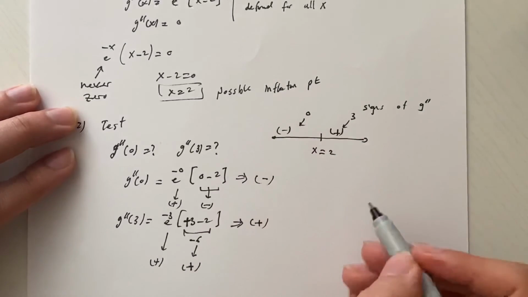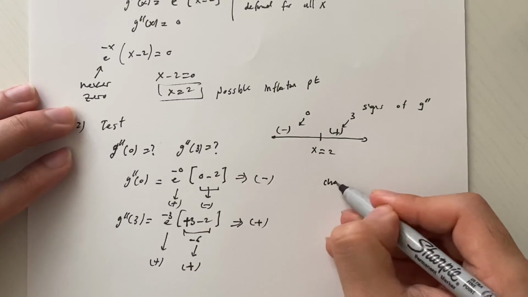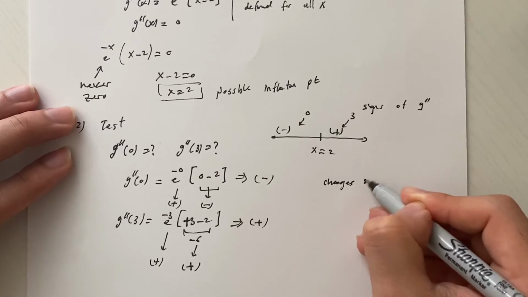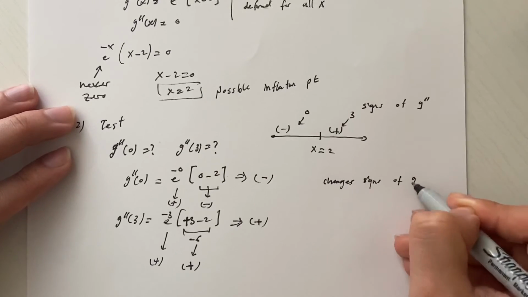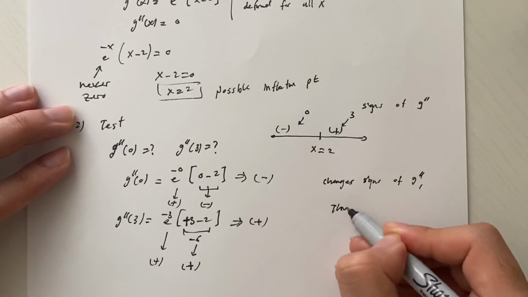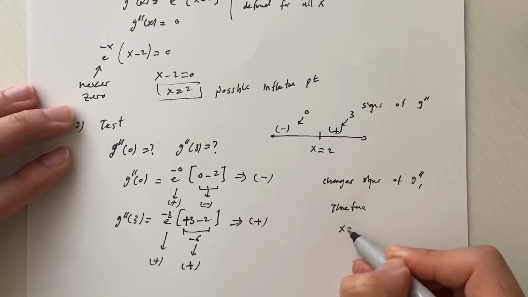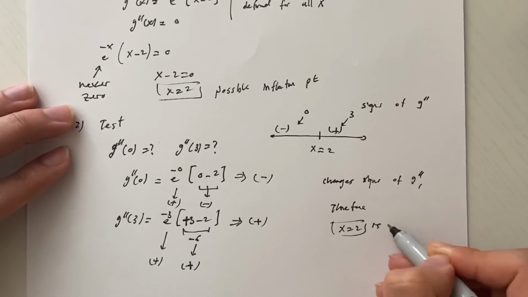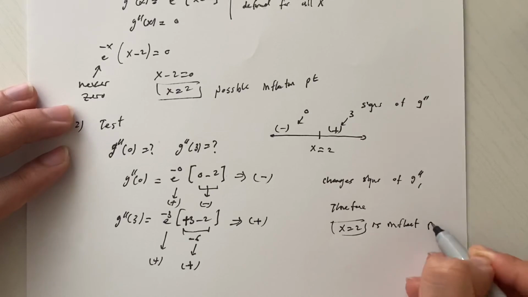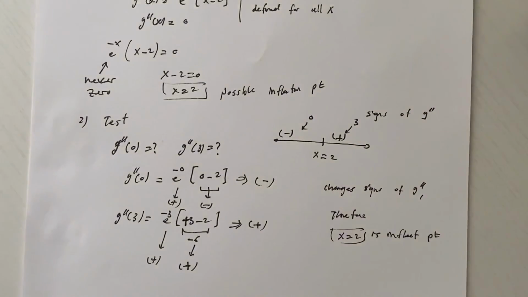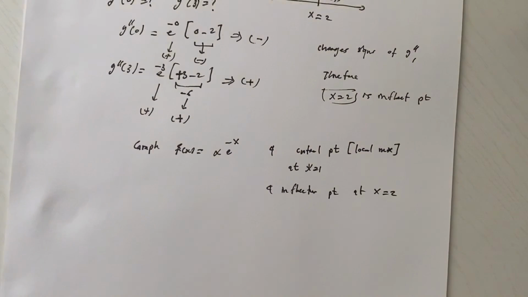Now I'm gonna mark these signs on our number line. So we are going from negative to positive. So the test says if the sign of the second derivative changes around our possible inflection point, it is actually an inflection point.